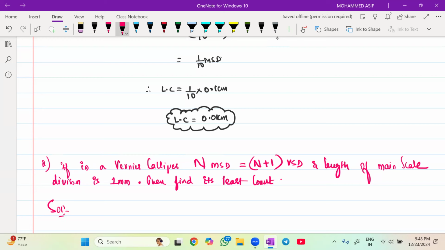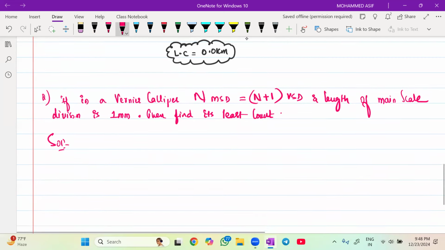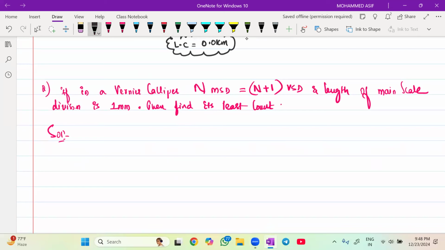Let's try again. If in a Vernier scale, how many, beta? N main scale divisions. So right now in the given problem, it is given that N main scale divisions are equal to N plus 1 Vernier scale divisions. Therefore, 1 Vernier scale division will be equal to how much, beta? 1 VSD is equal to N divided by N plus 1 main scale division. This will be 1 VSD.